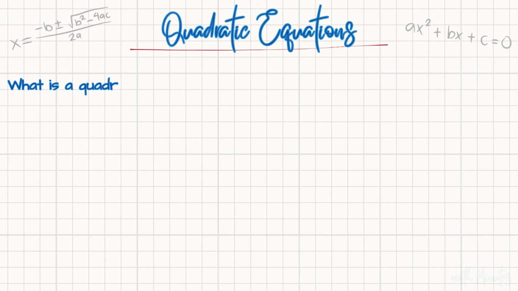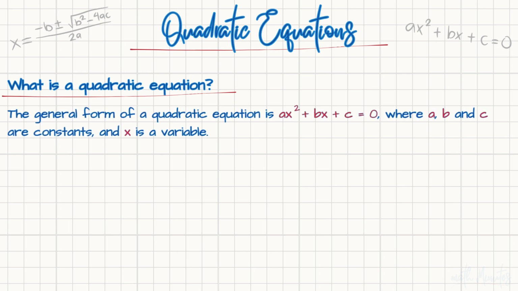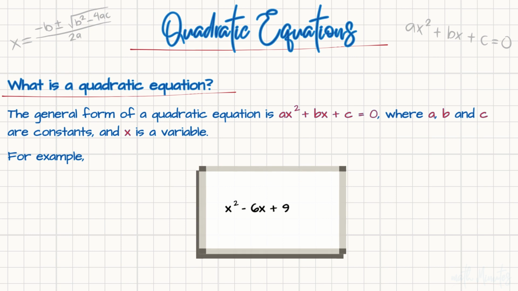A quadratic equation is a second-degree polynomial equation, meaning that the highest power of the variable, usually x, is 2. In other words, the equation has the form ax squared plus bx plus c equals 0, where a, b and c are constants. For example, x squared minus 6x plus 9 equals 0 is a quadratic equation.